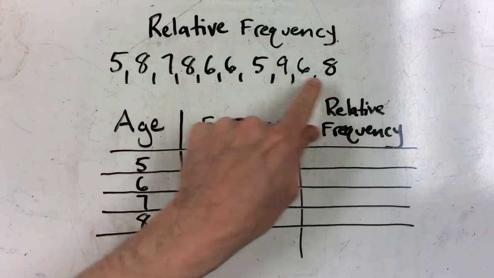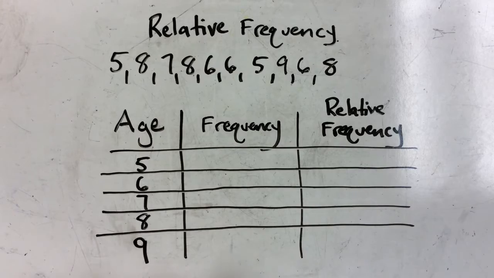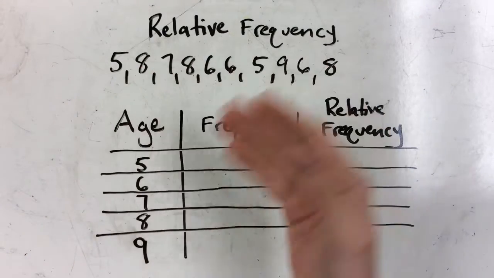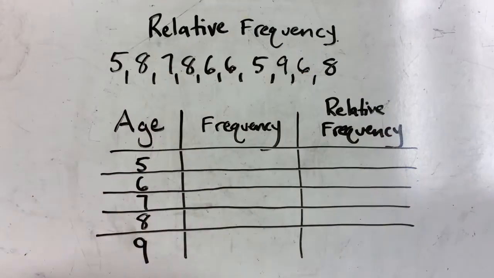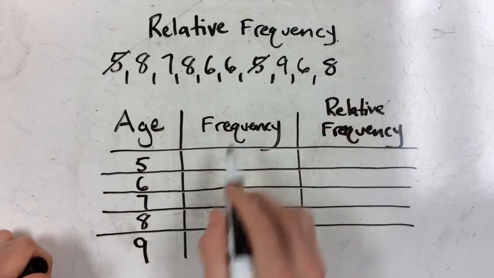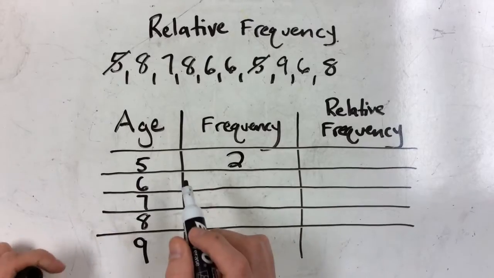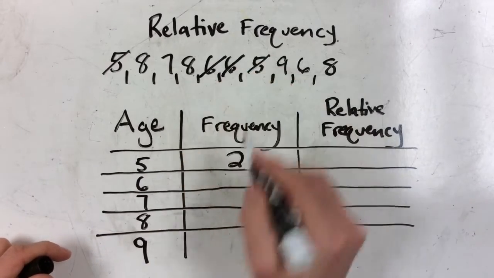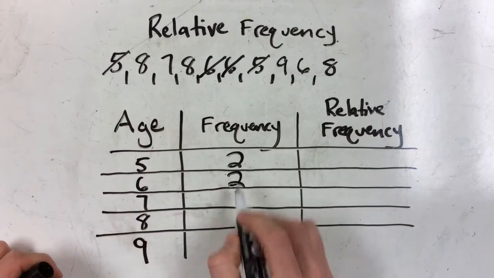These, as we've been working with, are ages of students at a summer camp. Now, we're going to tabulate or tally up the frequency of each age. In other words, how many 5-year-olds are there at the summer camp? Well, 1, 2. The frequency here is 2. There are 2 5-year-olds. What about 6-year-olds? 1, 2 as well. 2 6-year-olds. How about 7? 1. 1 7-year-old.